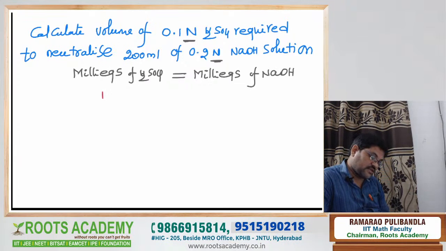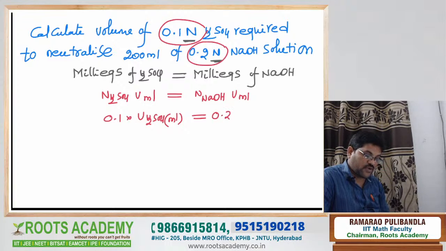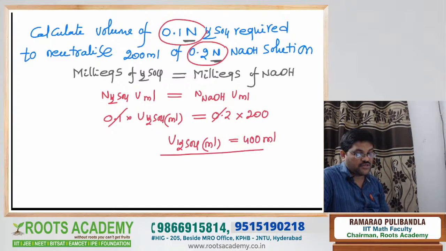What is the formula for milli equivalence? Normality of the H2SO4 into volume of H2SO4 in ml, equal to normality of the NaOH into volume of the NaOH in ml. Now here sulfuric acid is given as 0.1 normal. The volume of the sulfuric acid we have to find out in ml. What is the normality of the NaOH here? 0.2 normal, and the volume given is 200. Now this point cancels. Therefore, the volume of the sulfuric acid required in ml is 400 ml. Simple logical question.